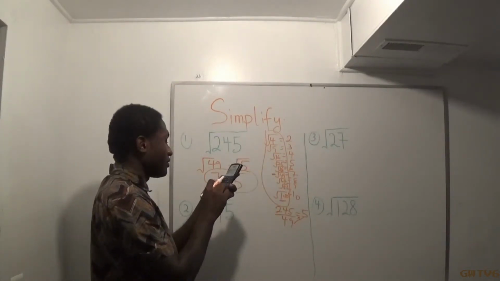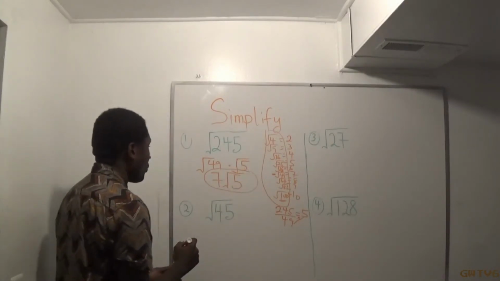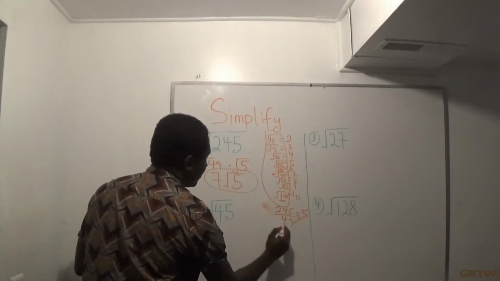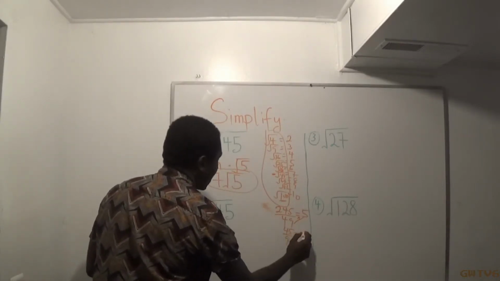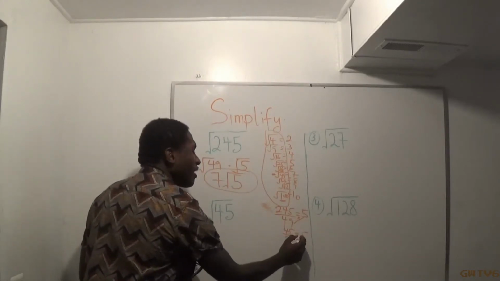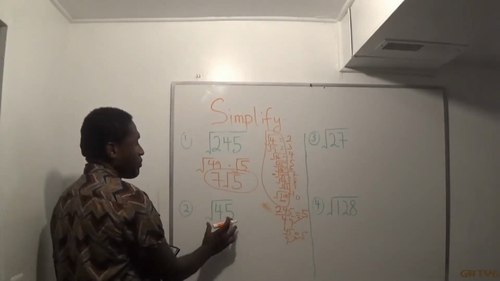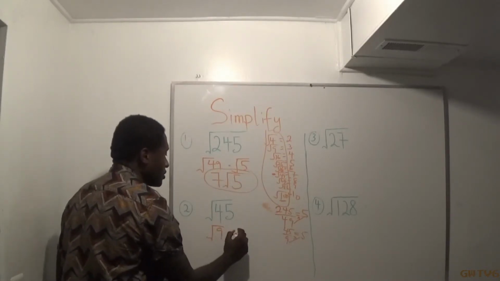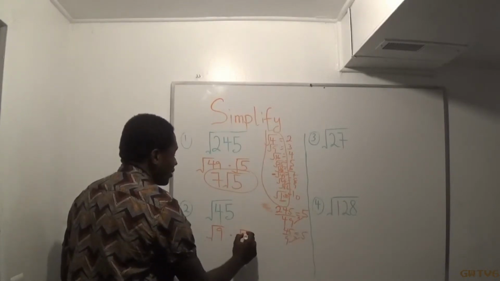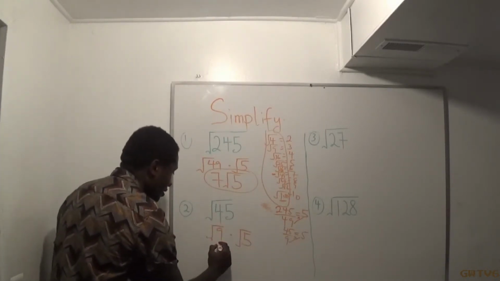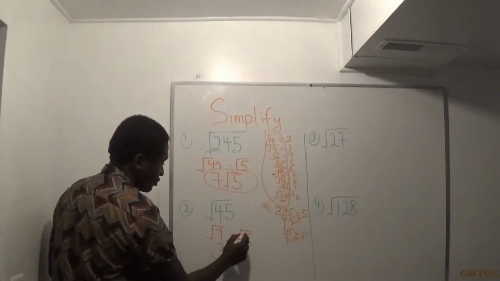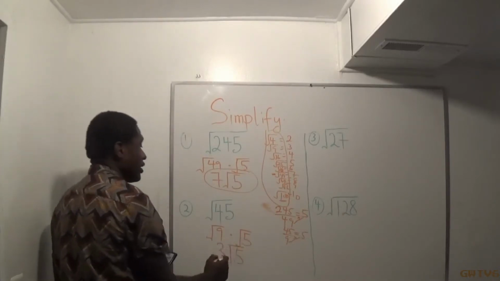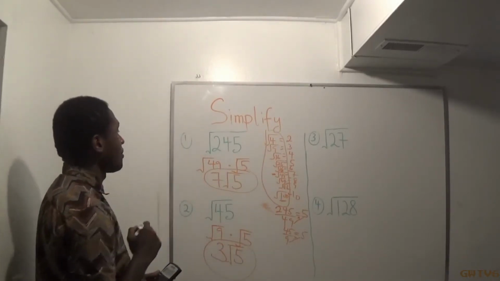45 divided by 9 is 5. So when I did 45 divided by 9, I got 5. So that means 9 times 5 is 45. So I can break this down into 2 as square root of this 9 times square root of that 5 right there. And square root of 9 is 3. Square root of 5, there's no square root of 5, so I'm just going to bring it down. So 3 square root of 5 will be my answer.